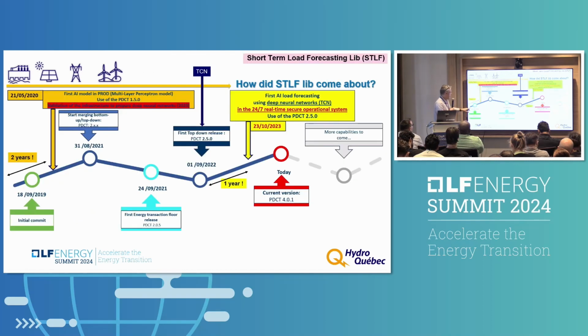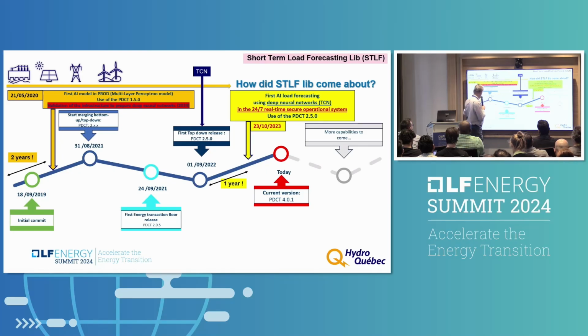So if I look at the history of the commits, we see here the first AI model in prod, a multi-layer perceptron model, but we didn't use it to forecast the official load in Hydro-Quebec. This was to prepare the infrastructure with deep neural networks.